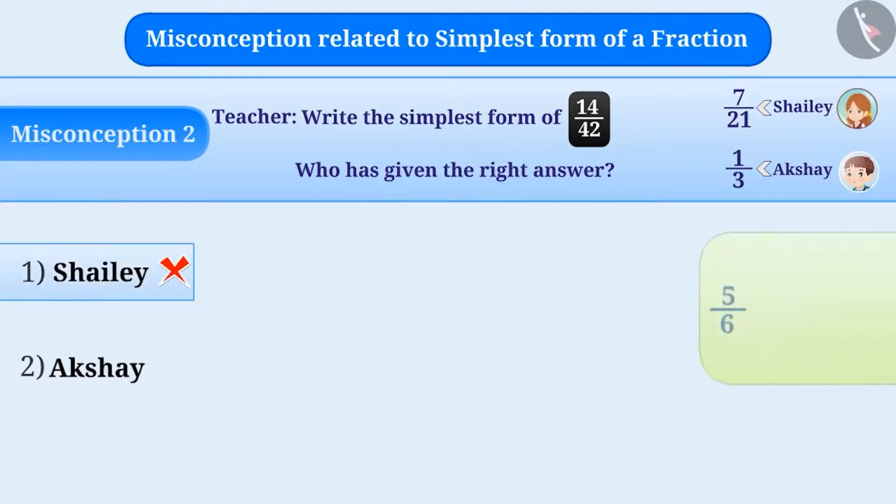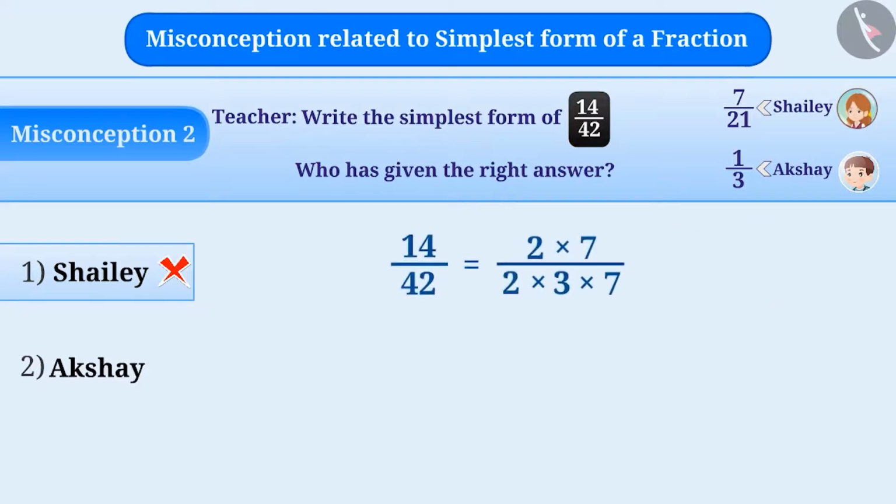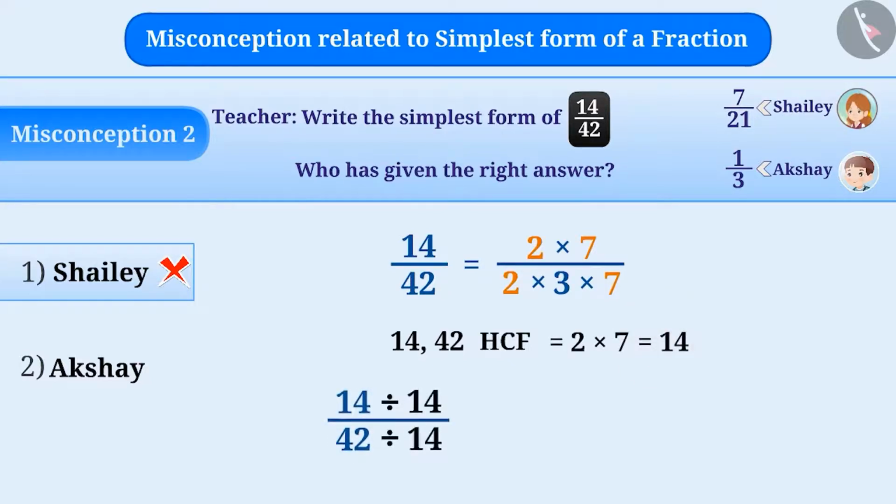In any fraction, if only 1 is the common factor of the numerator and the denominator, then it is called the simplest form of the fraction. To obtain the simplest form, we will first find the HCF of the numerator and the denominator. Here, the HCF is 14. Then, we will divide the numerator and the denominator by the HCF. By doing so, we get the simplest form of 14 by 42 as 1 by 3. That means Akshay has given the correct answer.